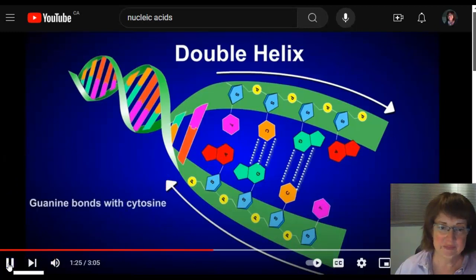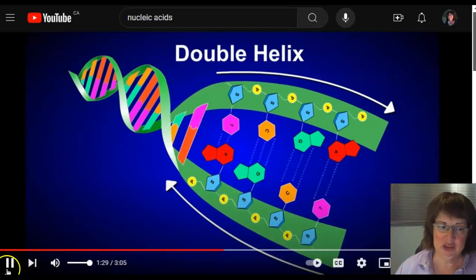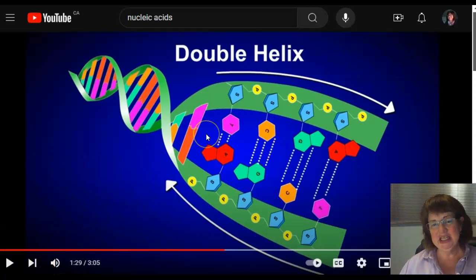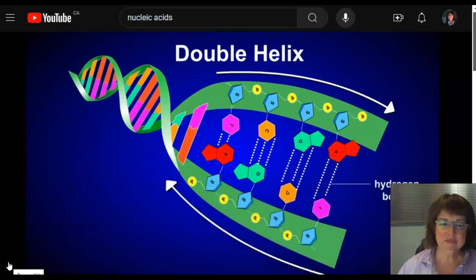Guanine forms hydrogen bonds with cytosine. So there's your 3's. And adenine bonds with thymine. And there's your 2's. And because you have 3's and 2's, this is what prevents the wrong one from matching up. Complementary base pairing links the strands together. It also plays an important role in the replication of the DNA molecule.